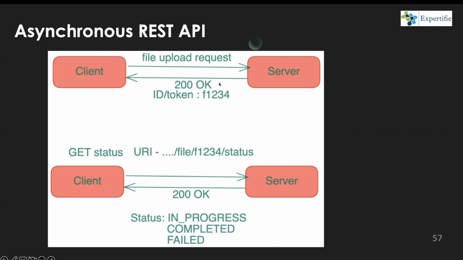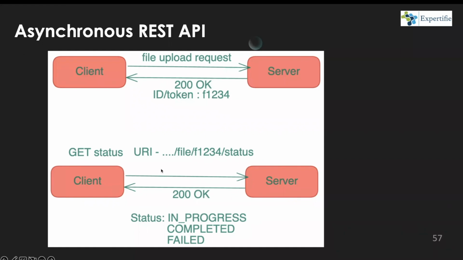So it says that yes, your request has been accepted, and this is the ID, let's say F1234, or token. So the client knows that now my request has been accepted, and the client can do any other operation. But let's say after some time it wants to access the status of that file upload operation, whether that file upload is successful or terminated or incomplete or in progress, whatever.